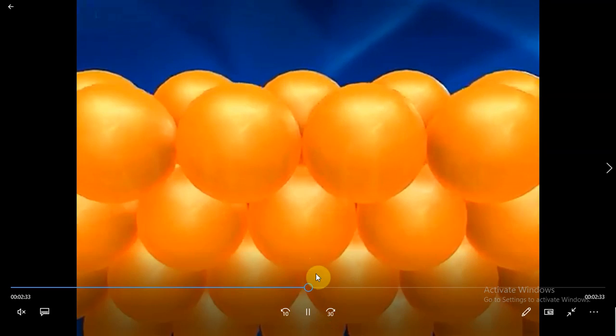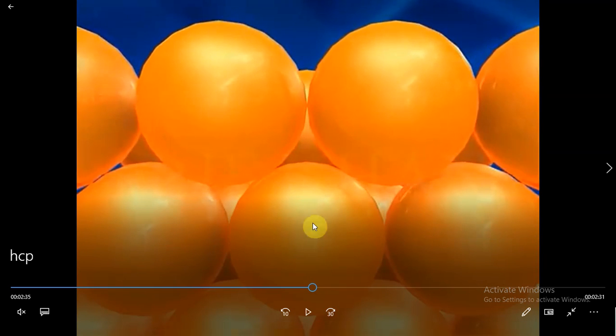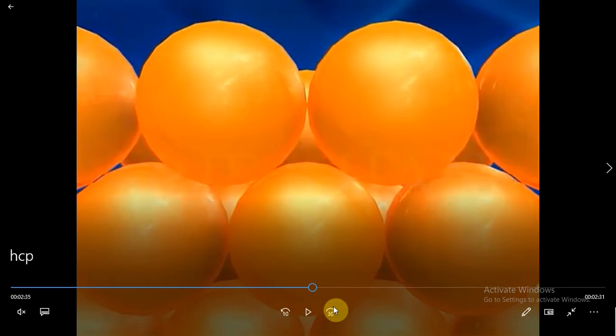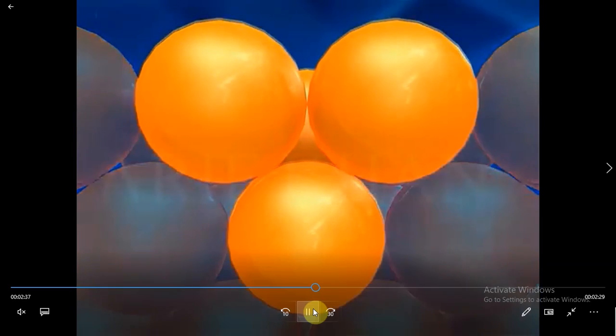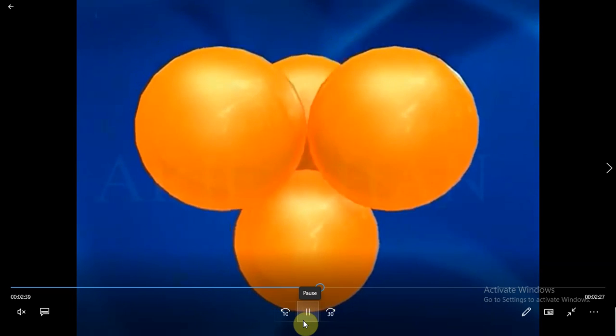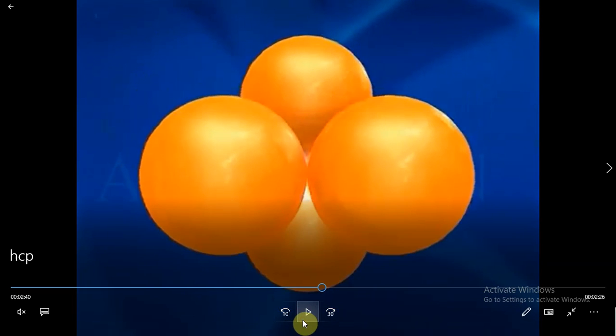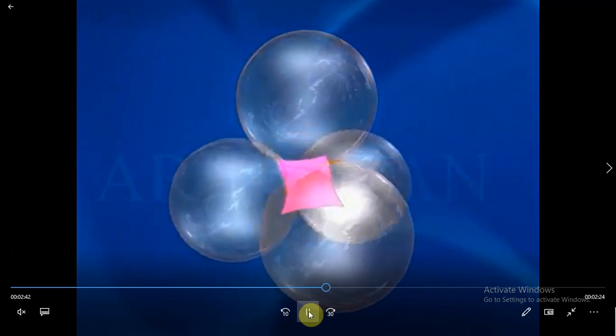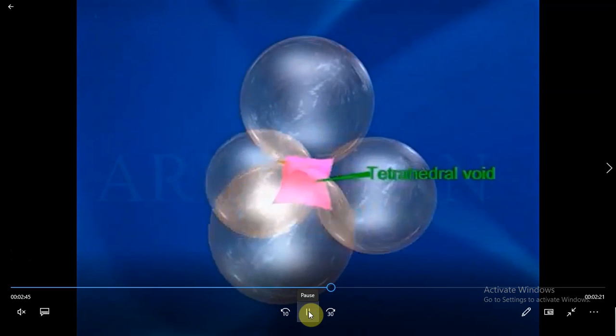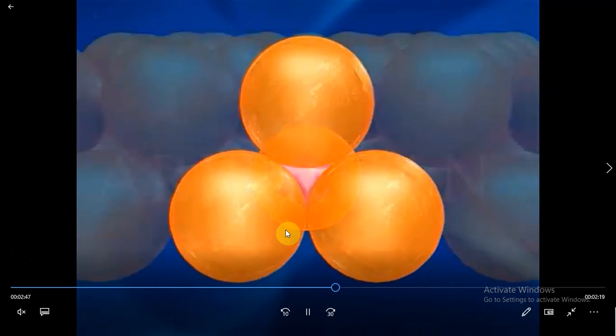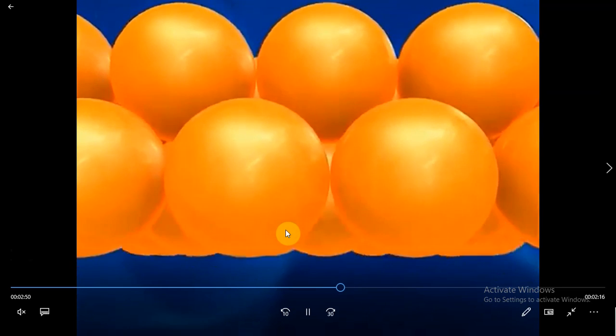You see the void that is getting created. I am talking about this void. If this void is getting created, this void is surrounded by how many atoms? 1, 2, 3 and that backward atom 4. So this void is in touch with 4 atoms, as you can see here. See how many atoms are here? 4 atoms are there. 1, 2, 3, 4. And that is why it is called tetrahedral void. Also it is in the shape of a tetrahedron.